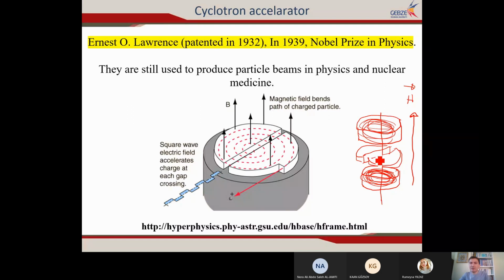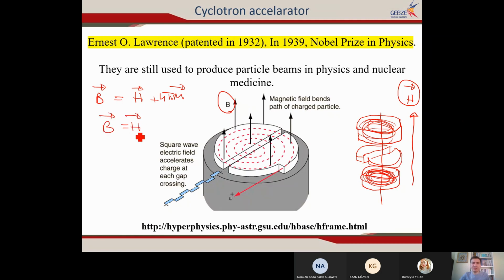Here I have shown the magnetic field with H, but what do you see here? B. B is magnetic induction, and this is the magnetic field. Generally in magnetism, B is written as H plus 4 pi M, okay? In vacuum, B is equal to H. This is just information from magnetism, okay? So in some sources you will see B used for the magnetic field, but in some books, H is used for the magnetic field.